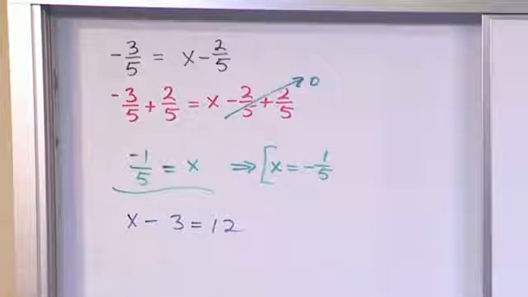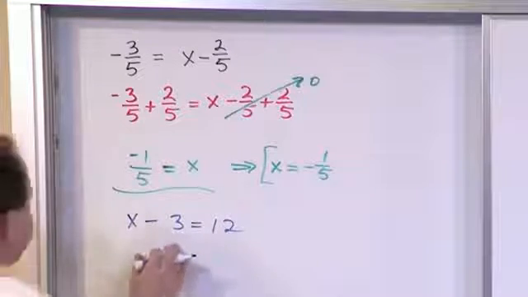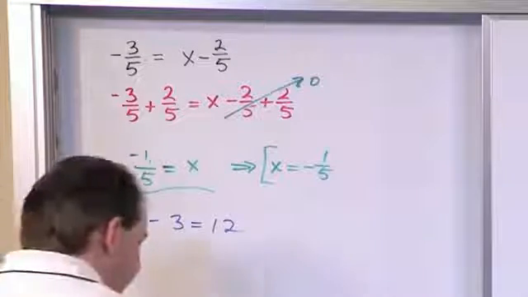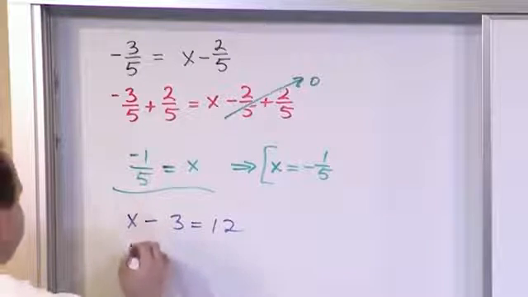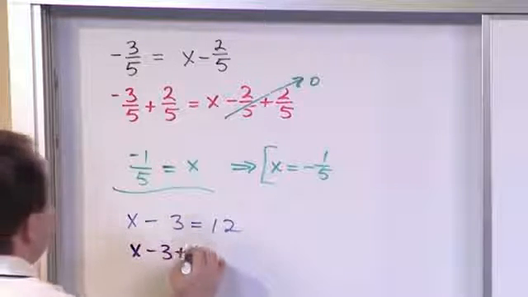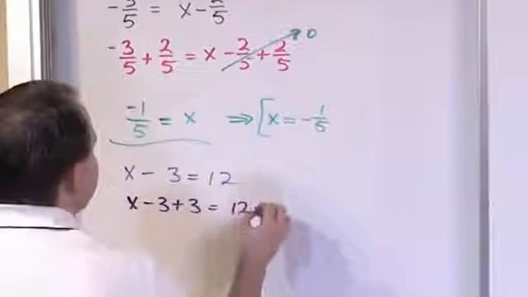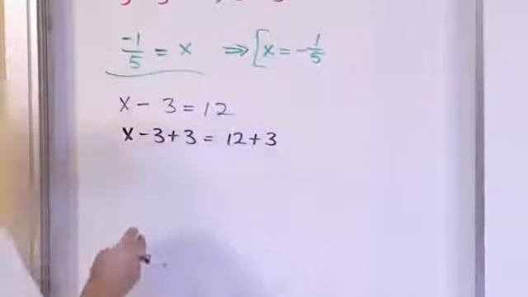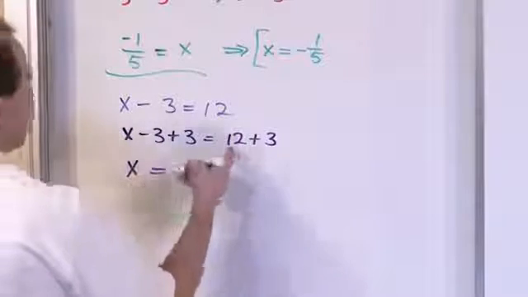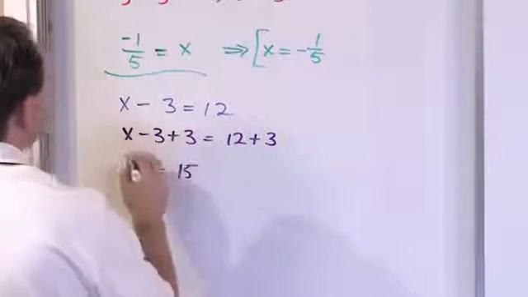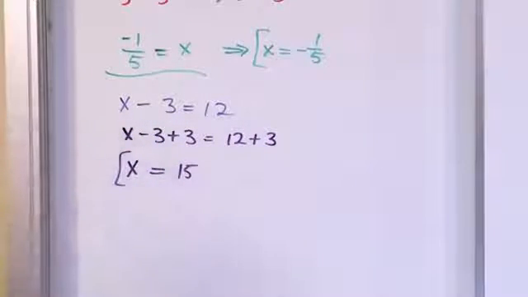So there's an equation. How do we solve it? We're trying to get x by himself, so we want to get rid of this negative 3. The only way we can get rid of this negative 3 is by adding 3 to both sides. So we add it to the left, we have to add it to the right. Here, this is going to disappear, so on the left, all you have is x is equal to 12 plus 3 is 15. And that is the final answer for that problem.